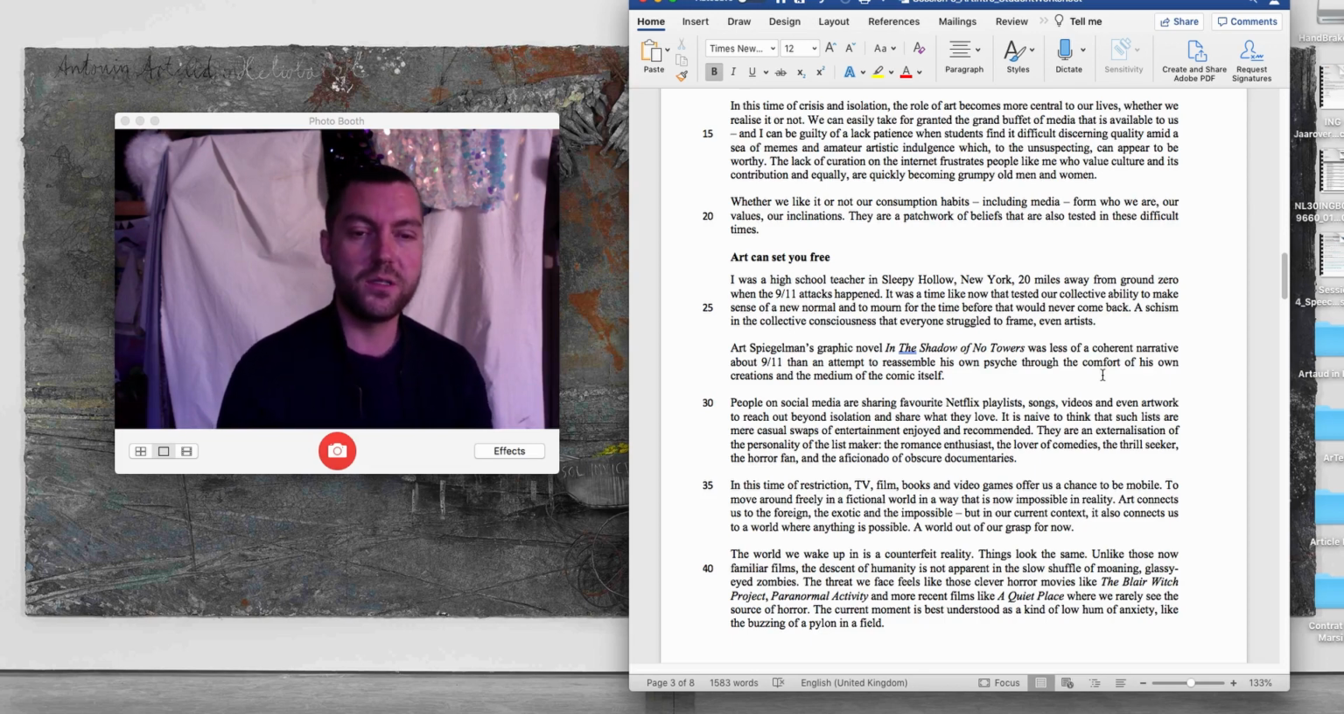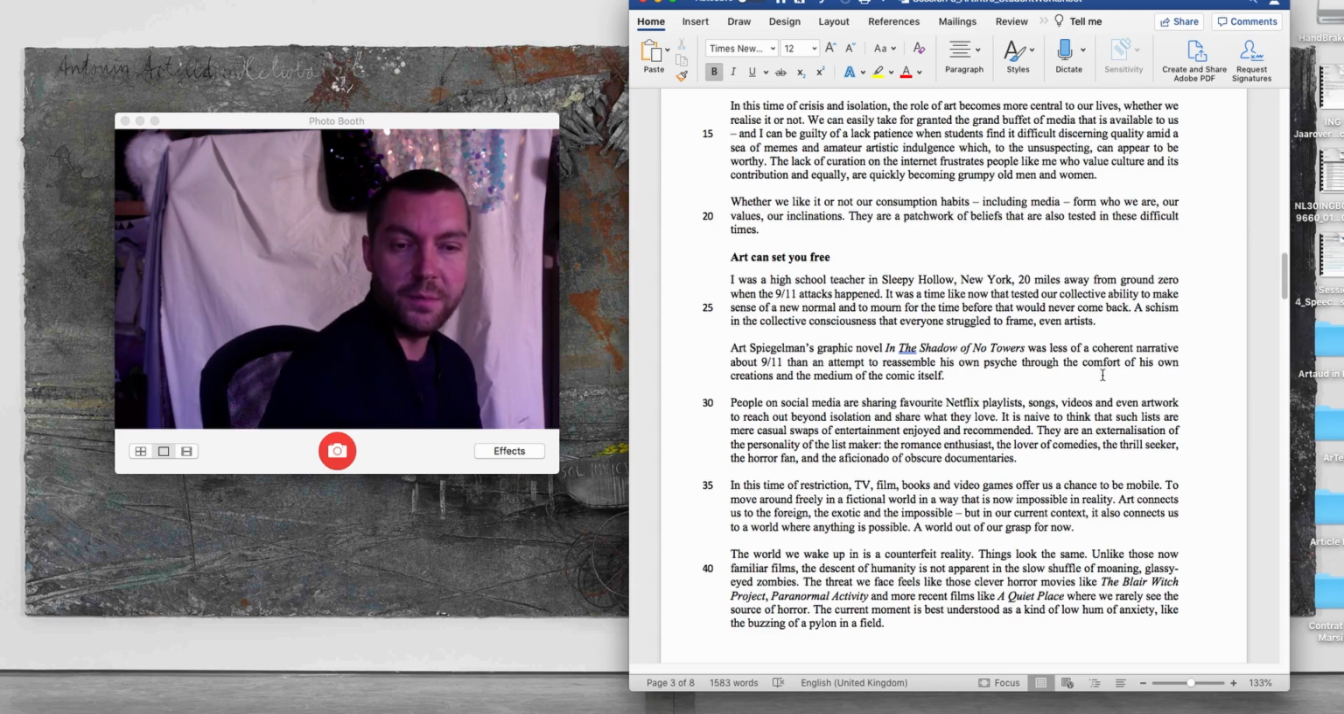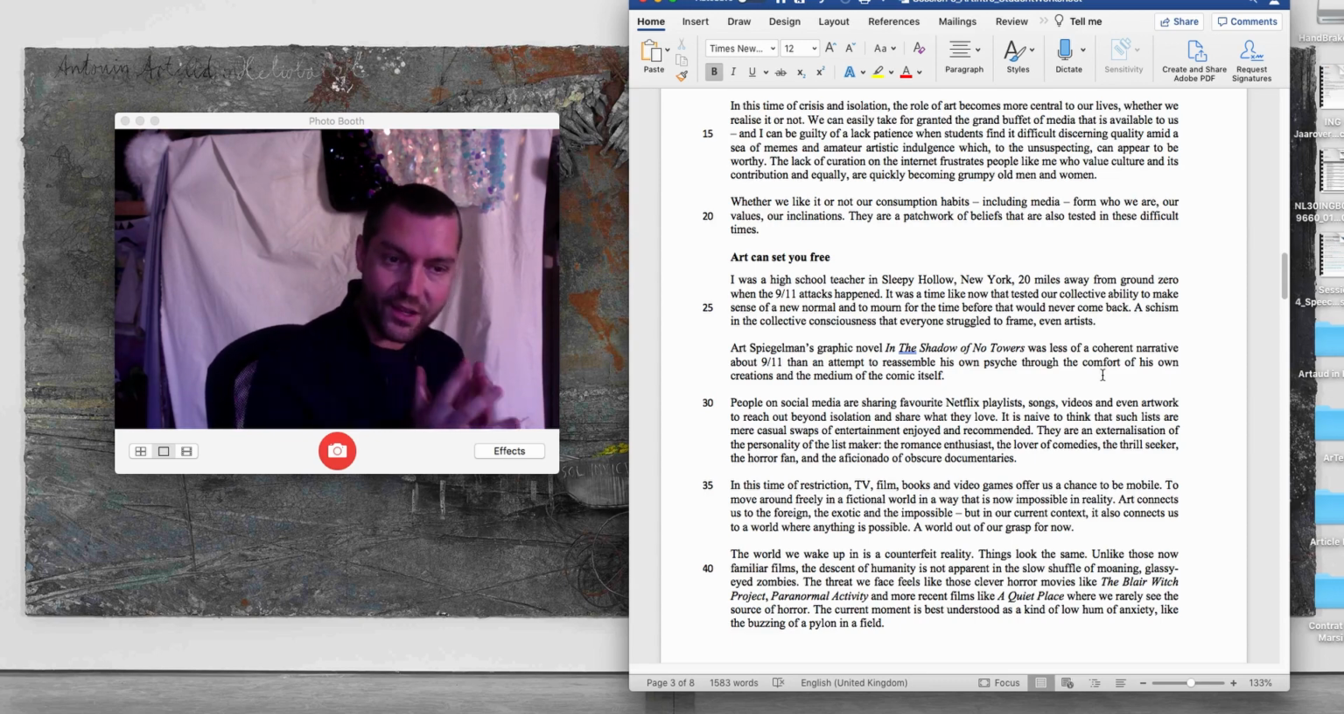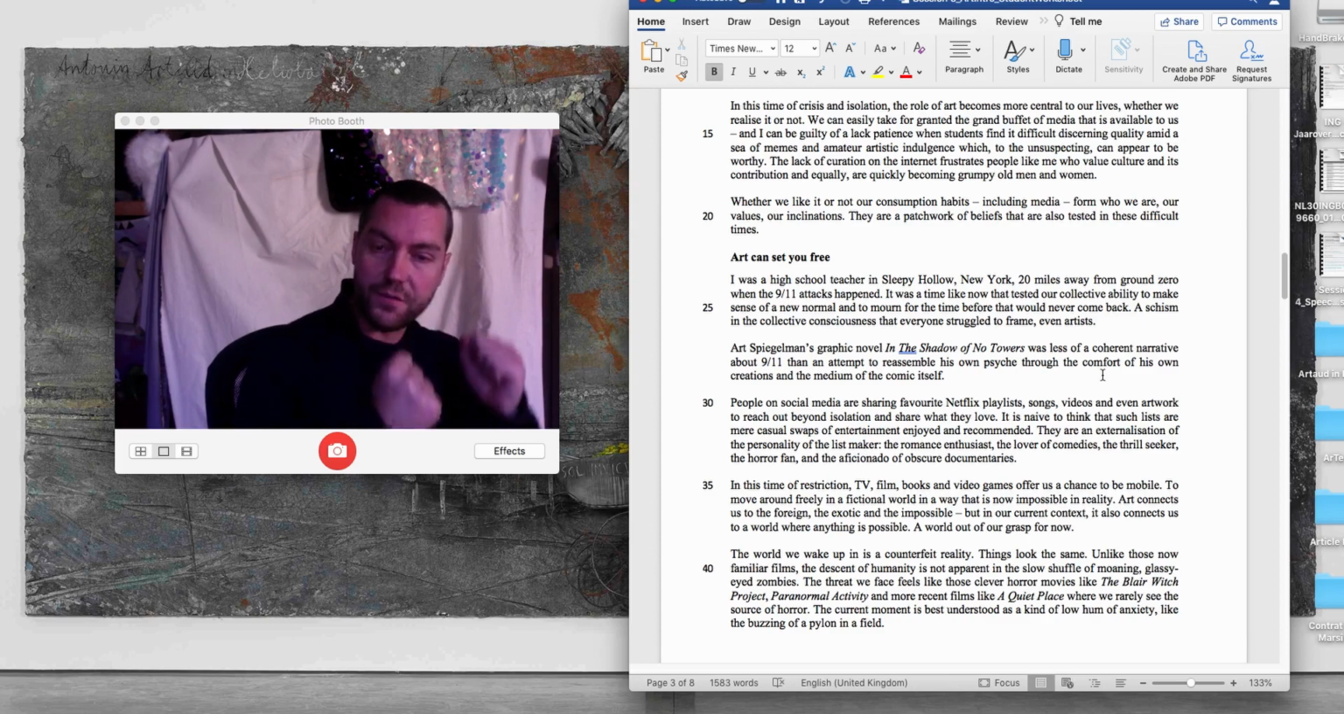Art Spiegelman's graphic novel, In the Shadow of No Towers, was less of a coherent narrative about 9/11 than an attempt to resemble his own psyche through the comfort of his own creations in the medium of the comic itself. So here again we can see the notion of his own psyche, so the difference between a collective understanding of something and an individual understanding.